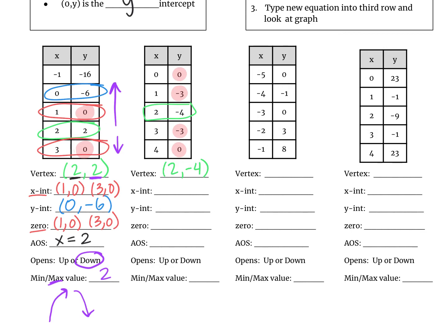Now let's look for our x-intercepts. We have an x-intercept when y is 0. So I have 2 of those. I have 0, 0 and 4, 0. Both of those have y values that are 0. And we can go ahead and write those in for the zeros here. 0, 0, 4, 0.